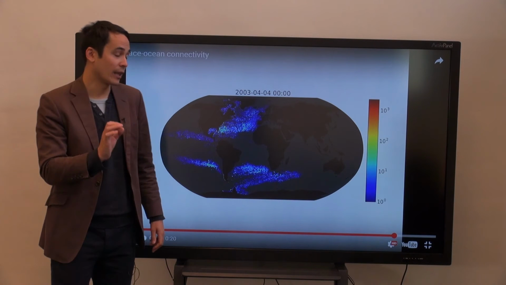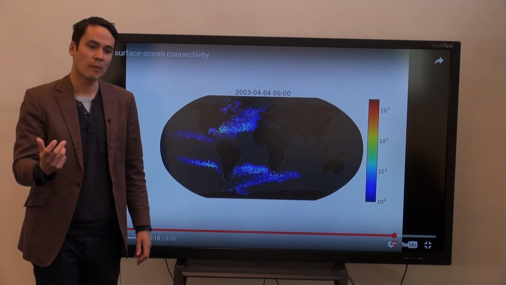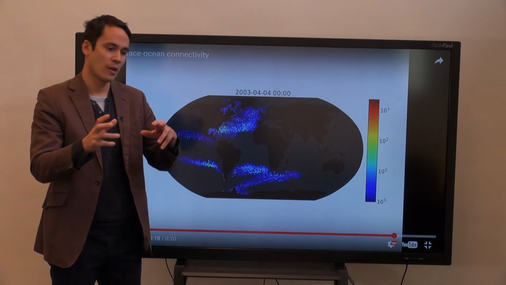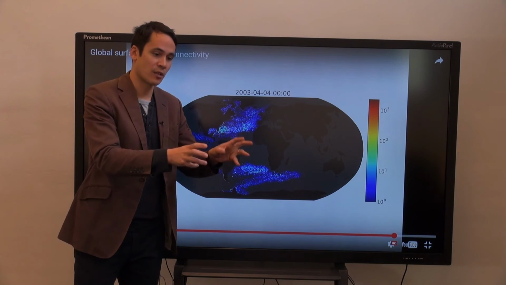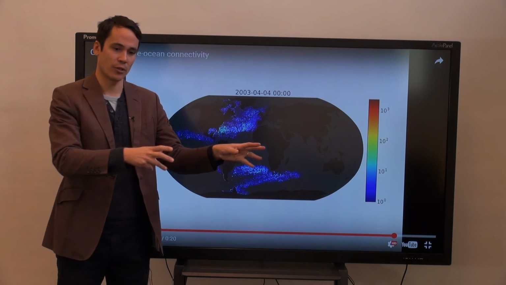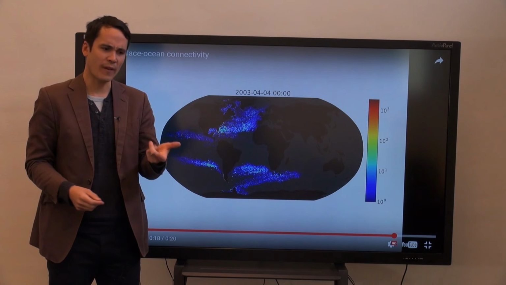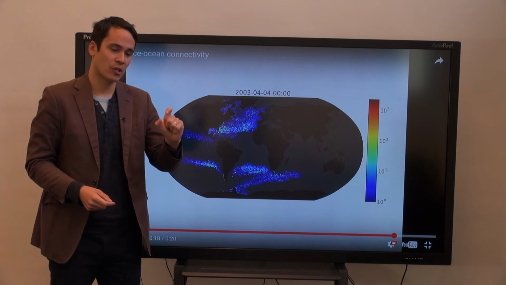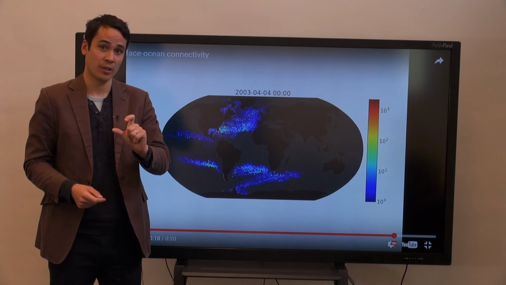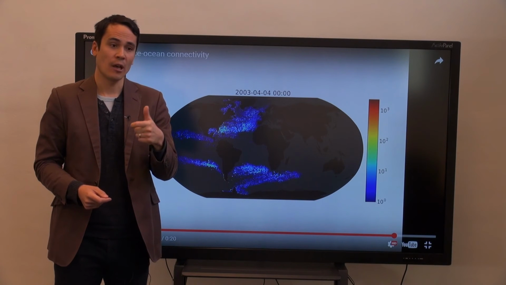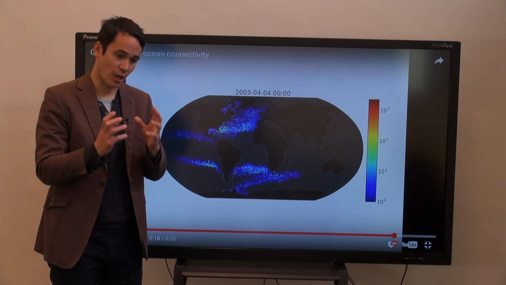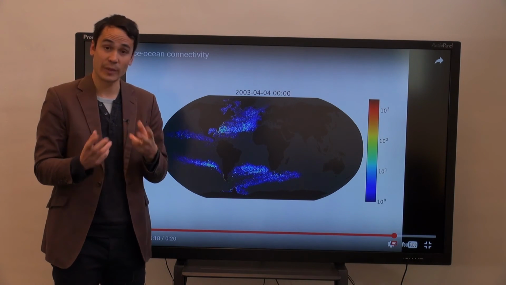Now, the last thing that we get from this, and probably the most important thing, is an estimate of how long it takes, on average, for these tennis balls to go from any place in the global ocean to any other place. And what we found was that the average timescale is around 10 years, which actually is a really short time if you think about it. So this short timescale has lots of implications.